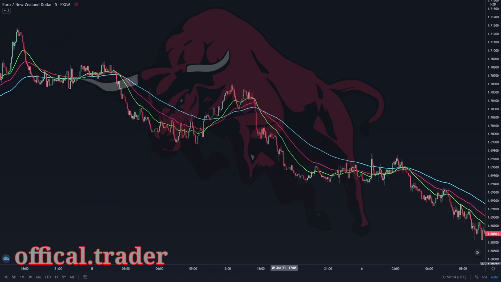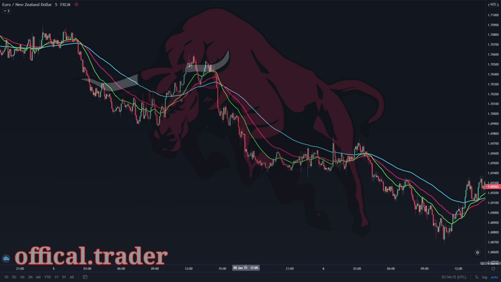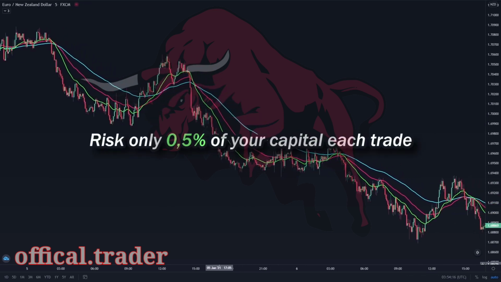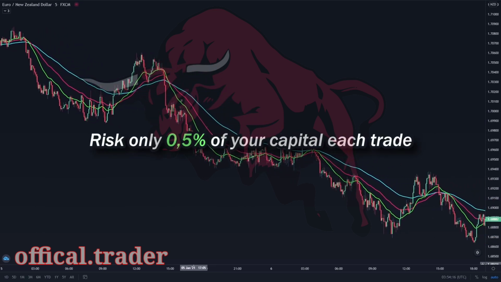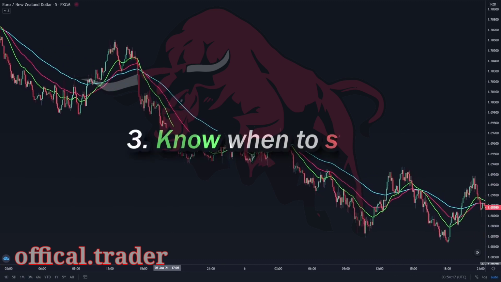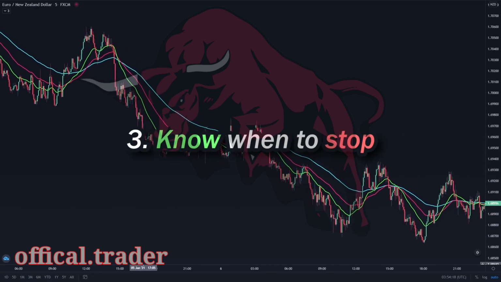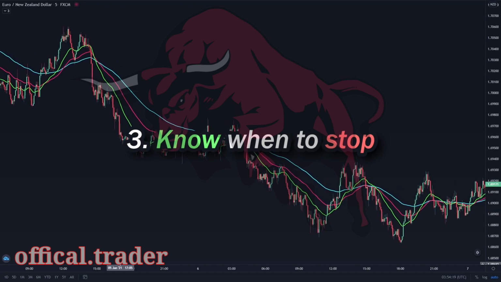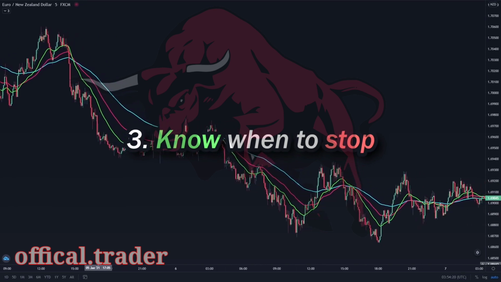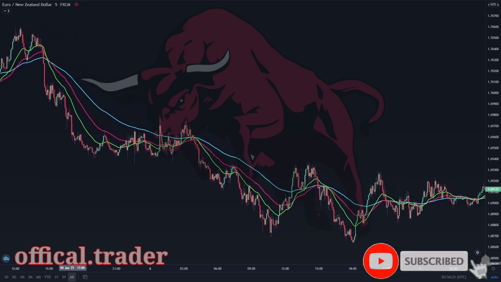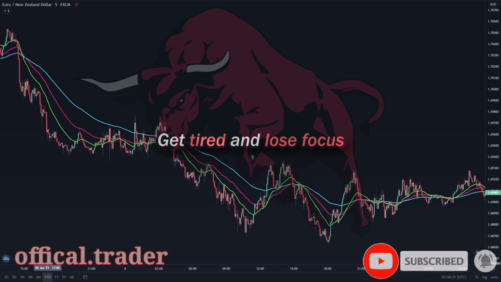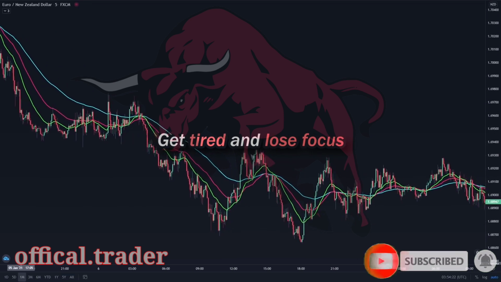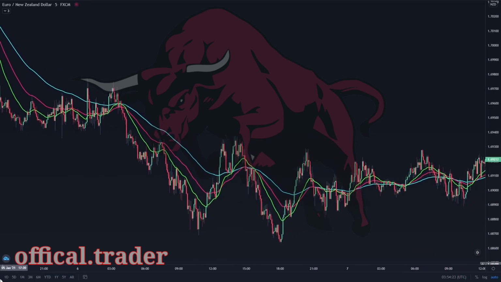The second tip is don't risk too much capital. You never want to risk more than 1% of your capital per trade. I recommend risking only 0.5% each trade. The third tip is knowing when to stop trading. When you're scalping, you can easily find yourself trading for hours and hours, and over time, you will get tired and lose focus. So it's very important to know when to take a break. You don't have to worry about missing entry signals because there will always be other opportunities in the market.